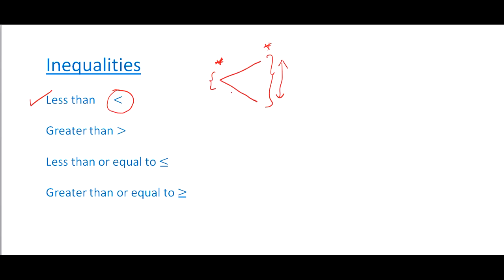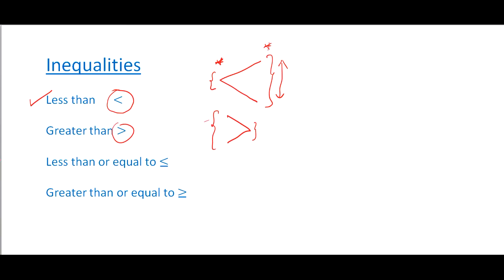So if you can't remember which is the more than or the less than sign, just look at it in terms of size. This sign here is greater than because this side is bigger than this side. And then we have less than or equal to, and then we have greater than or equal to.